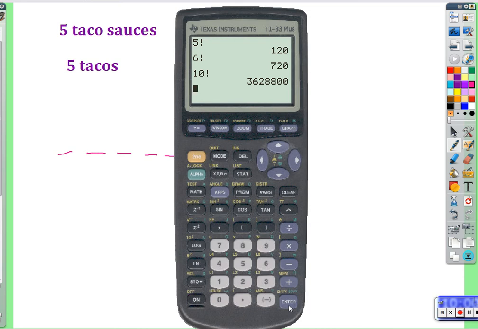Eventually you can break your calculator. So I want you to break your calculator, find the number where it breaks.